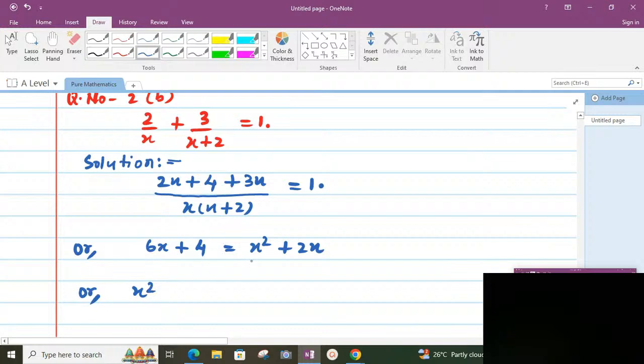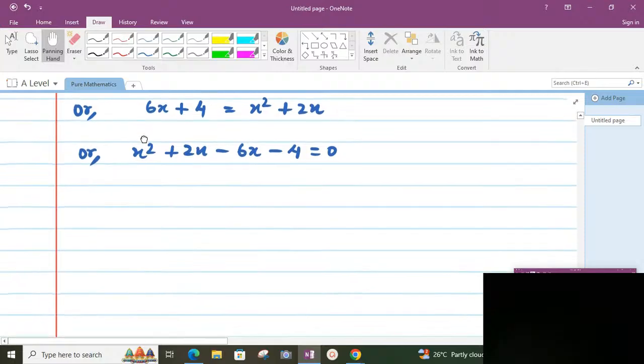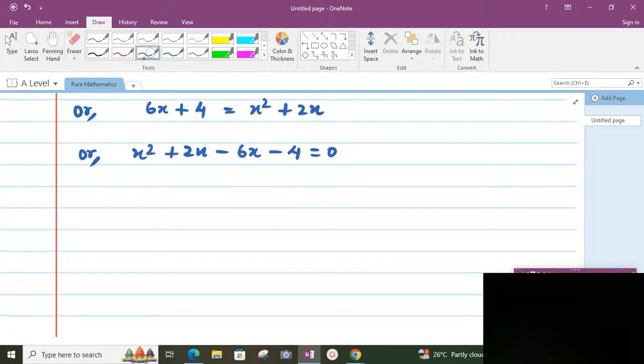Next step here will be x square. When 6x plus 4 move to the right hand side, then we get here x square plus 2x minus 6x minus 4 equal to 0. There is no problem to understand up to this step. So the next step here will be x square minus 4x minus 4 equal to 0.